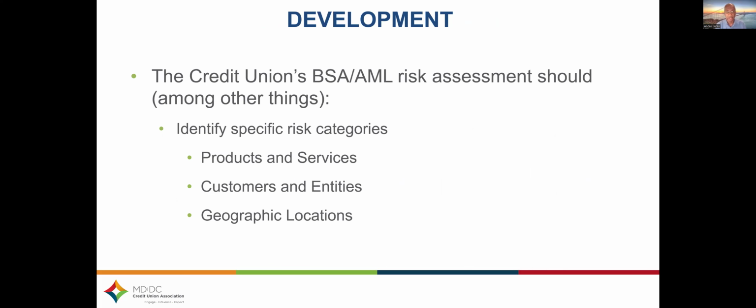The risk assessment should include everything: products and services, customers and entities, geographic locations. You must make sure that you understand all these things, because some of your products and services might carry a little higher risk than others. And not every credit union has the same level of risk within their products and services.